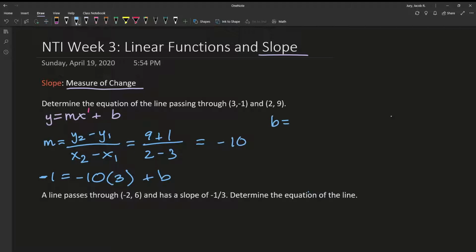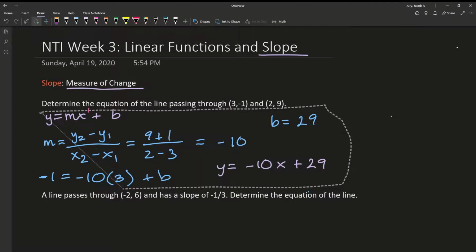B is equal to, let's see, I'm adding 30, so 29. B is equal to 29. So my final equation is going to be y equals negative 10x plus 29.